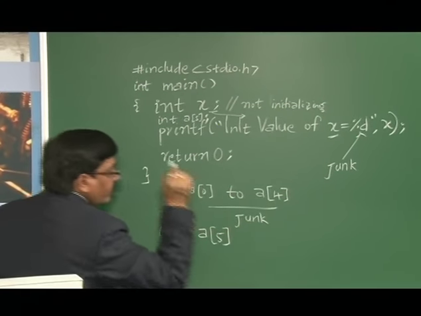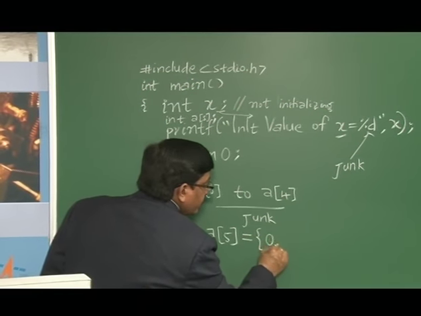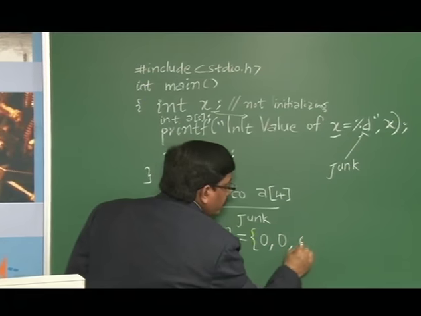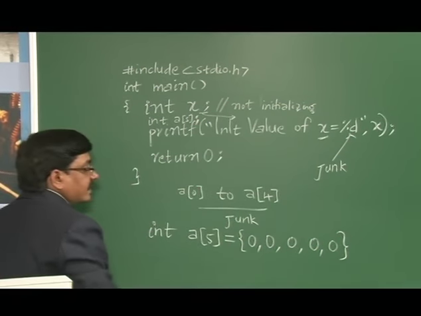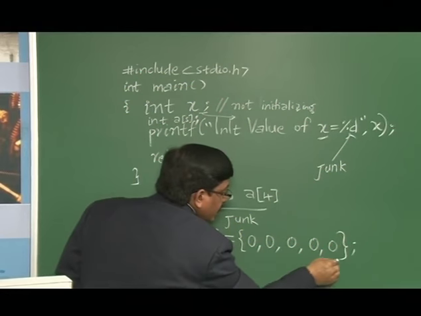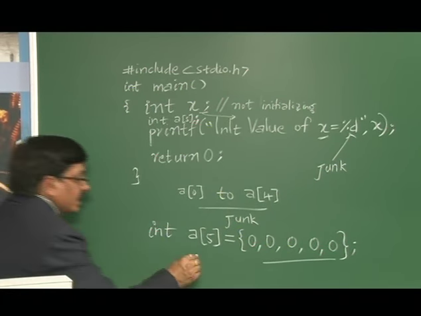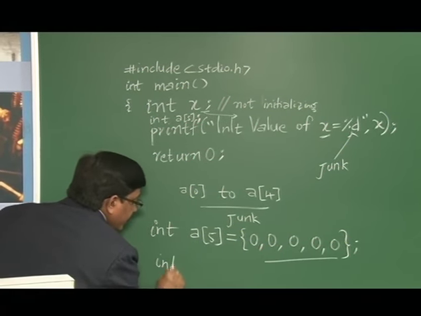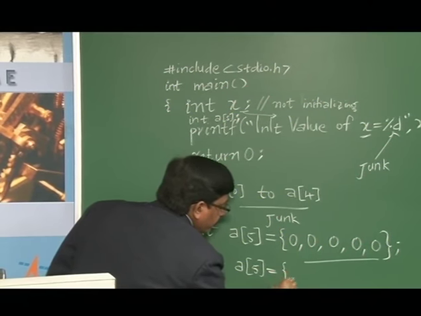For a of 5, all the 5 elements will be junk values. If I want to initialize them with 0, then I may need to use 1, 2, 3, 4 and 5 zeros. Is it necessary to use 5 different 0 values? It is not mandatory. Just the declaration along with the initialization, a of 5 is equal to 0.